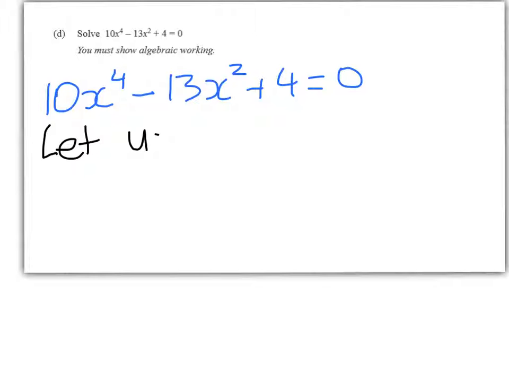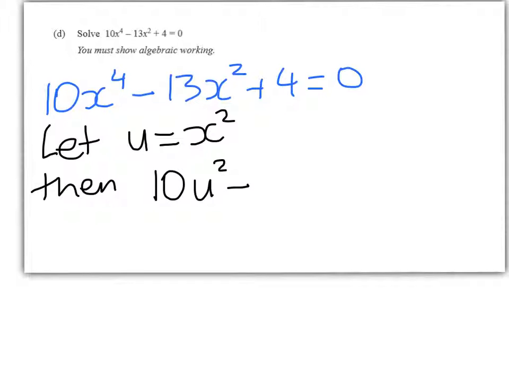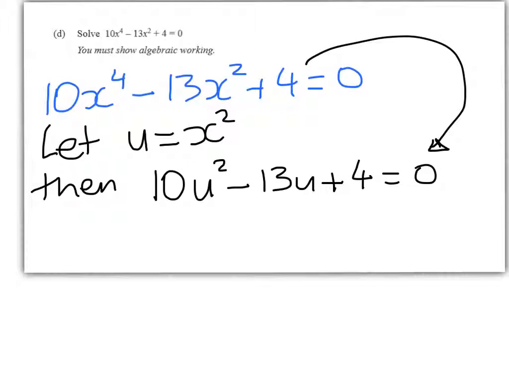Let u equals x squared. Then we've got 10u squared minus 13u plus 4 equals 0. So we've turned this yucky thing with x to the power of 4 into a pretty simple Achieved level year 12 quadratic. So we need to try and factorise that, or you could do it on your calculator. I know some of you will, but let's just take a look because it turns out it factorises pretty easily.